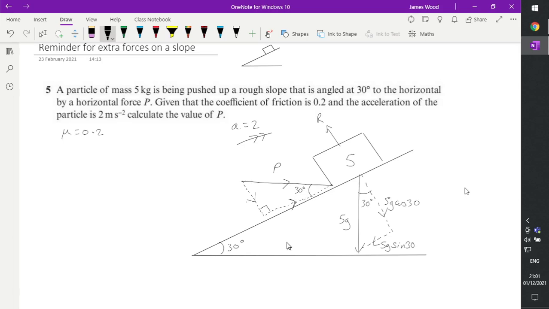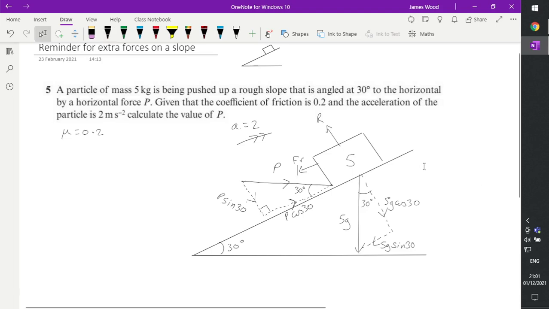And now we can resolve P. So this force that's going up the slope parallel to it, this is P cos 30. And the force that's going into the slope is P sine 30. Okay. The only other force we haven't got on here so far is friction. If it is accelerating up the slope, then the friction is trying to stop it. So the friction is acting downwards like that.